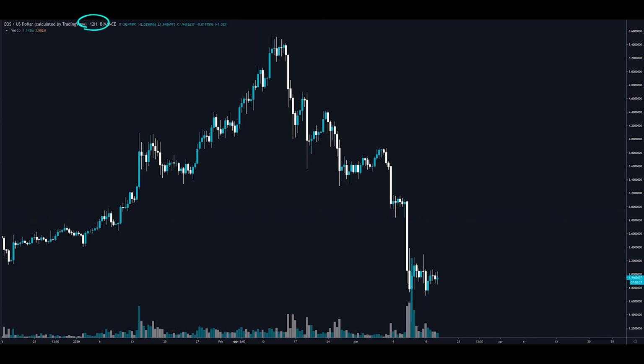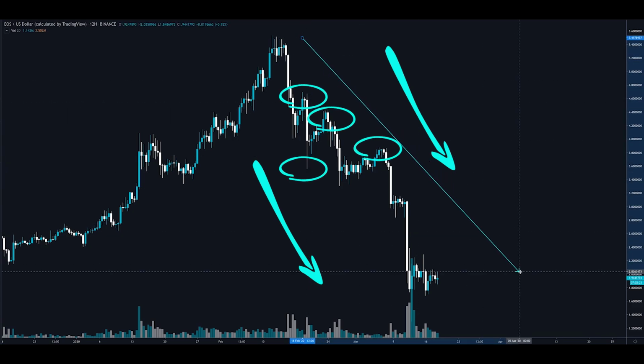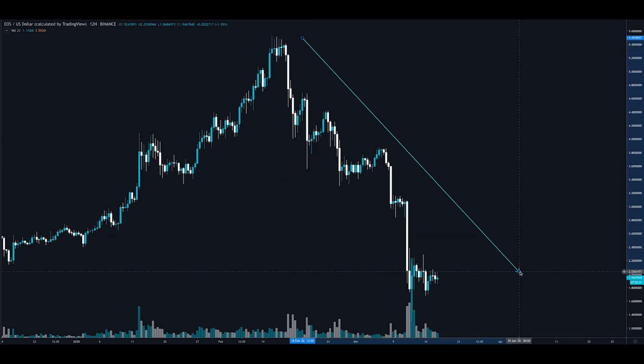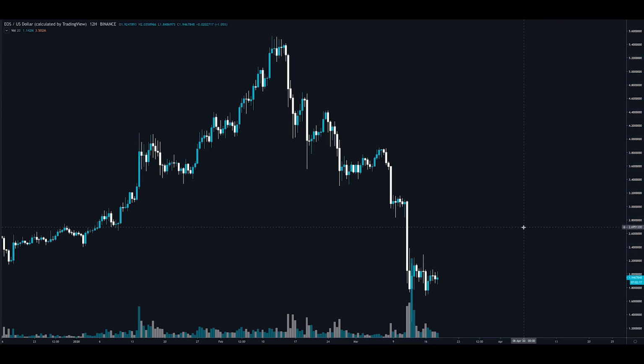So right off the bat, we can tell we're in a downtrend, right? Price is making lower lows and lower highs. So in a downtrend, we're going to want to look for short positions. And again, in order to get into a short position, we want to get into a high probability trade where price is very likely to continue to the downside almost immediately.